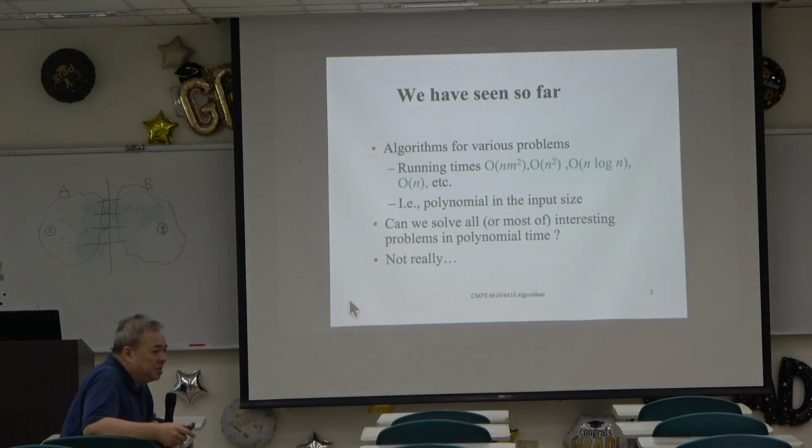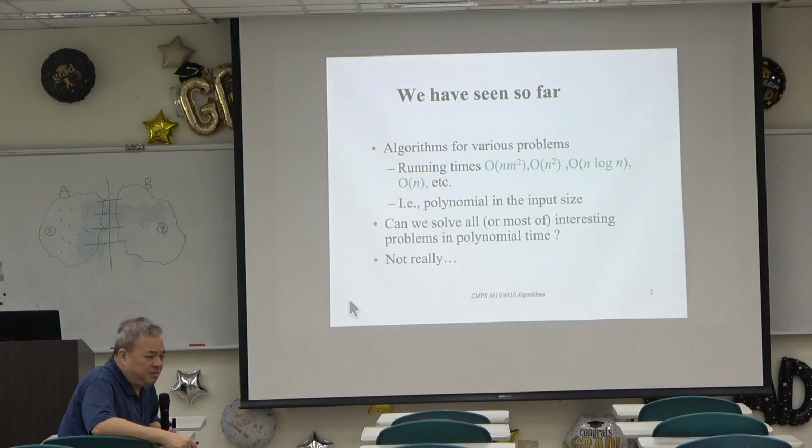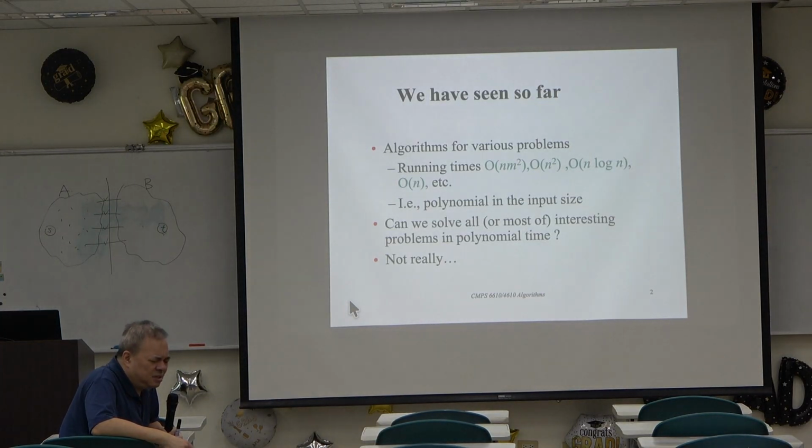When you see more than one variable, that means you have more than one variable for the input size. For example, we just talked about Edmonds-Karp, which, as I said, is O(VE squared). V is the number of vertices, E stands for the number of edges, but basically both of them define the size of the problem.